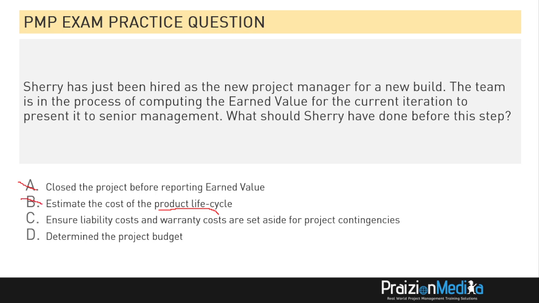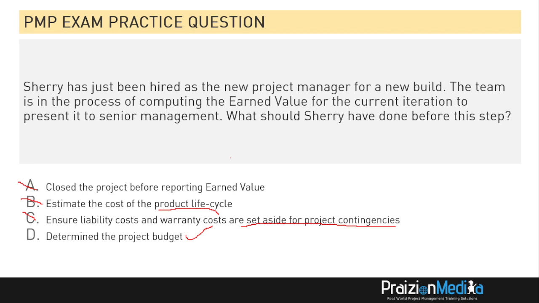C says ensure liability costs and warranty costs are set aside for project contingencies. You don't set aside those costs for project contingencies. Those are liabilities and warranty costs, and they're different from contingencies. So that's a bit of a bogus statement. So the best answer is, what should they have done before this step? Determine the project budget. When you determine the budget, you'll know what to use to calculate earned value.